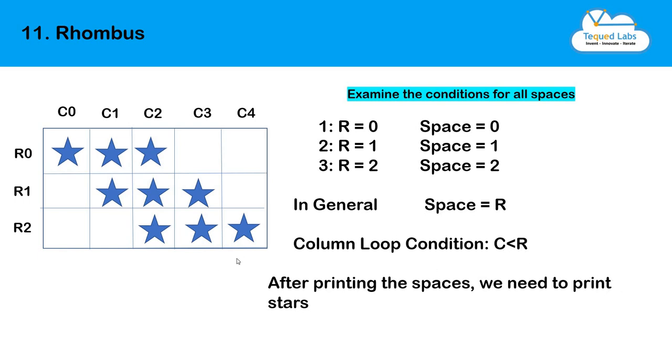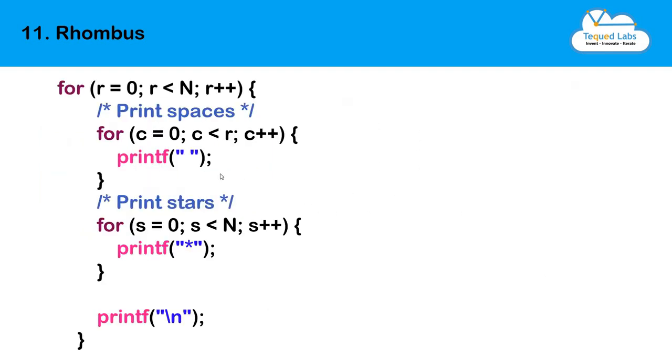So after printing the spaces, we need to print the stars. So here it is a very simple program, one loop to print spaces and one loop to print stars. So here there's an important thing to be noted. It depends on how many stars are to be printed in each row. In this case, there are 3 rows and 3 stars. So I have used n as the condition, checking condition in both the loops.